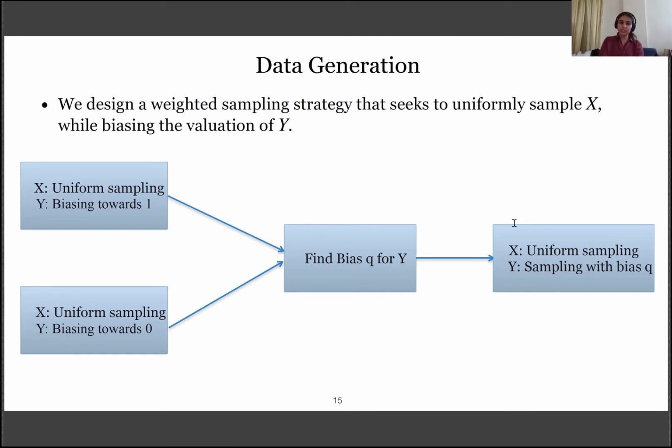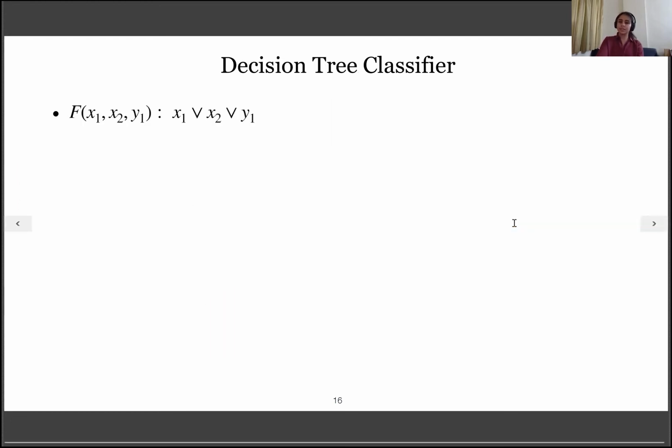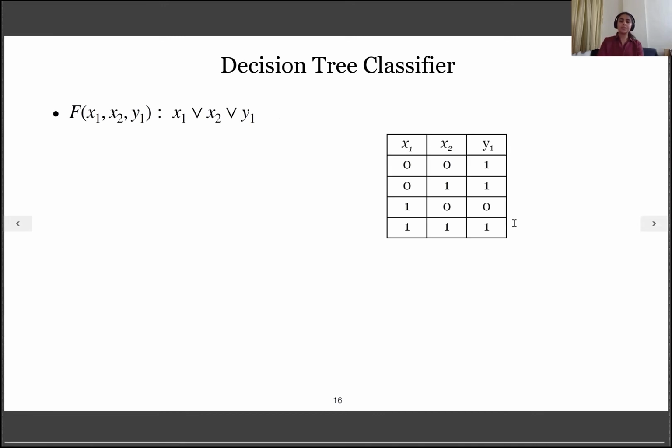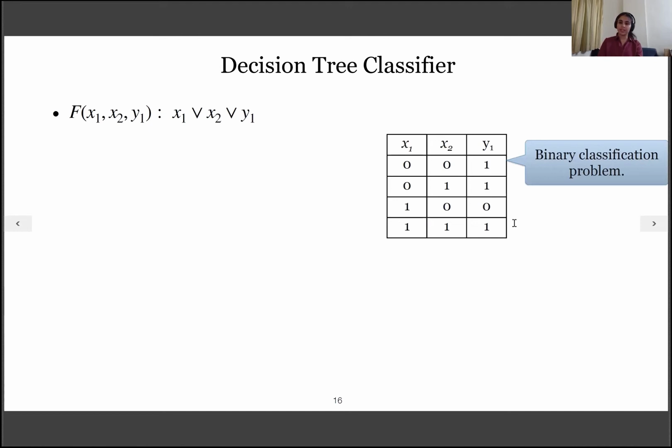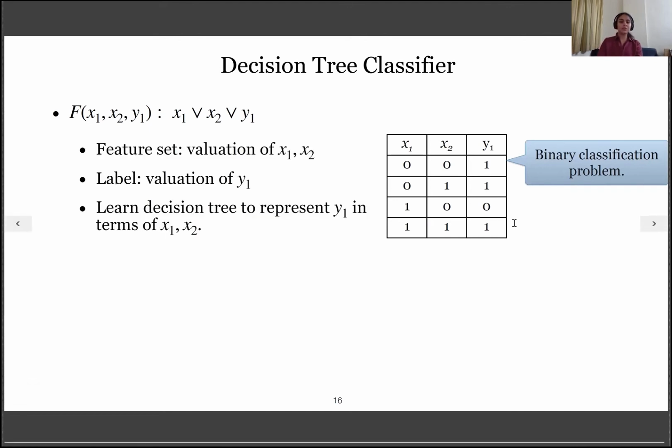Once we have the data, the next step for Manthan is to learn the candidate function. So let us consider this specification and let us assume that this is the data we get from the data generation component of Manthan. Just looking at the valuation of y1, we can say that we can consider this problem as a binary classification problem. We can consider the valuation of x1 and x2 as a feature set and the valuation of y1 as a label. And we can learn the decision tree classifier with the feature set and label to learn y1 in terms of input variables x1 and x2.